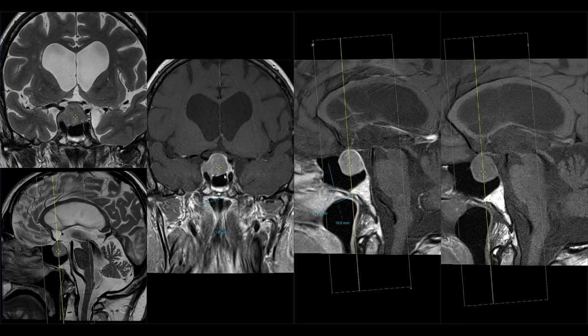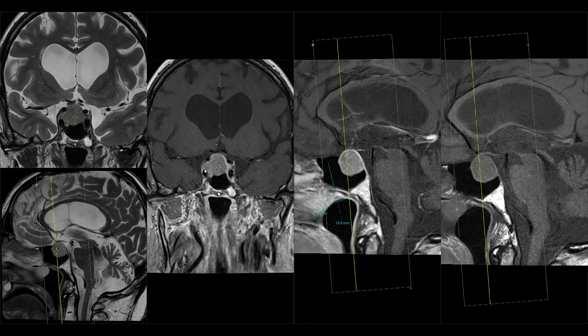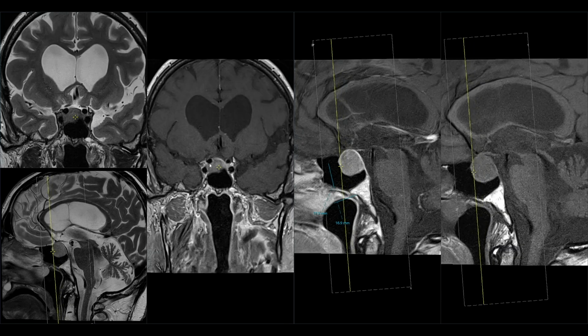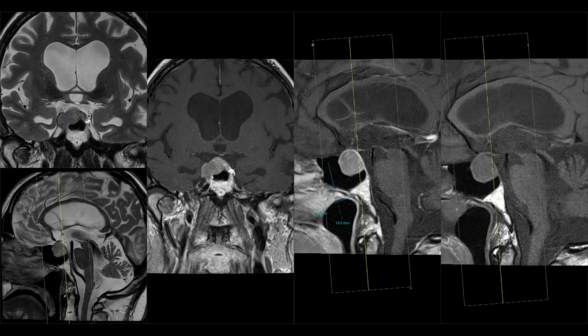Here also on the coronal image we can observe the relation to the cavernous sinus, that we can see there is expansion into the cavernous sinus. The macroadenomas are soft tumors, so when they grow through the diaphragma sella, they can have such an effect of a snowman with two balls, but they expand into cavernous sinus here, in this case on the right.